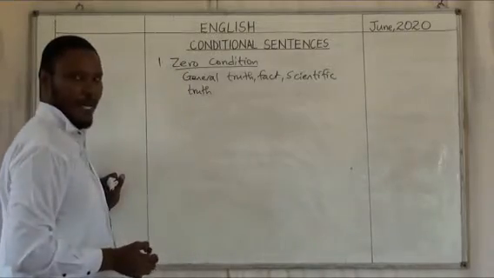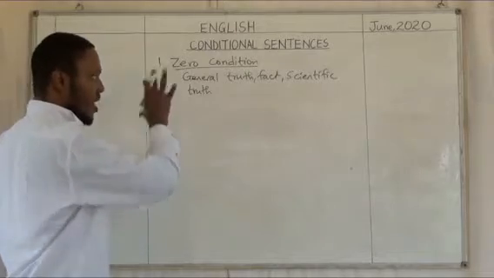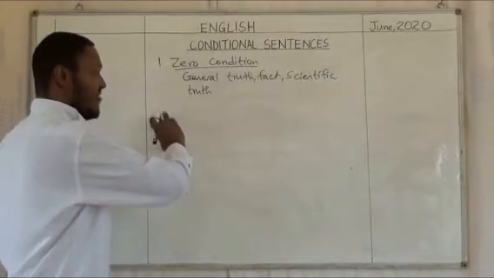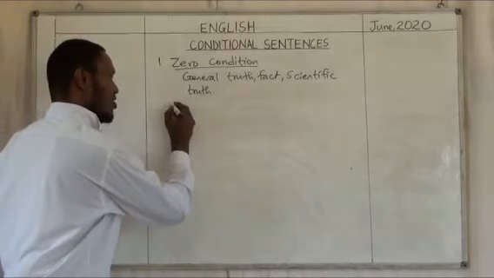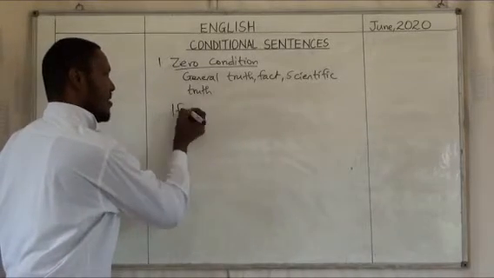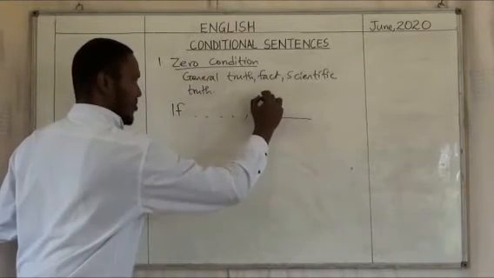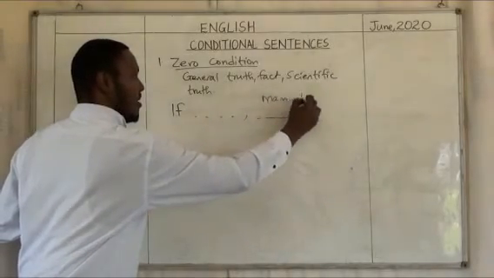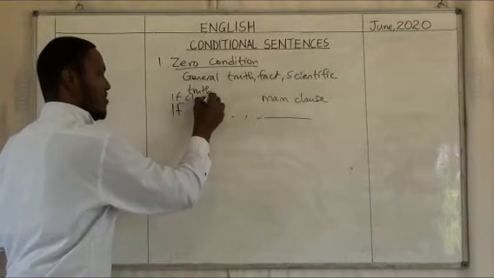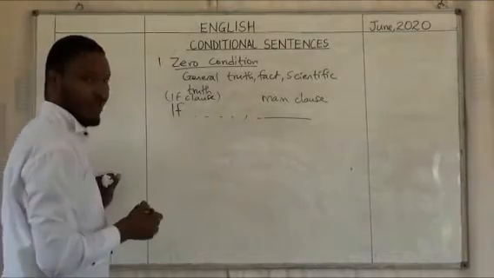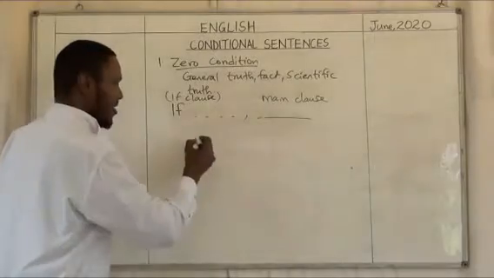Okay? So a conditional sentence has 2 sections. We have the if clause and the main clause. The if clause starts with an if, and then we have a comma, then we have the main clause. This is the main clause, and this is the if clause, or the condition itself. So in the zero condition, the if clause is in the present simple tense.